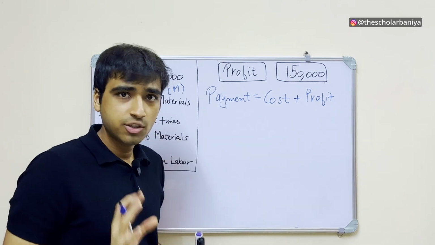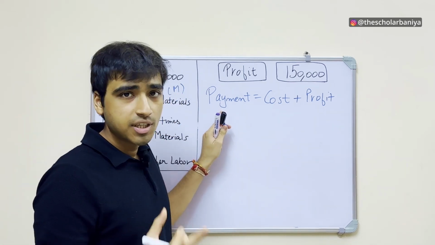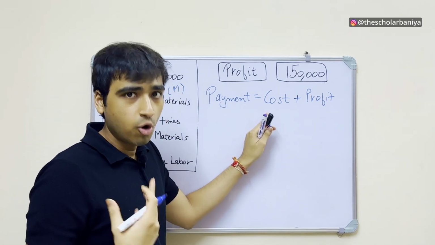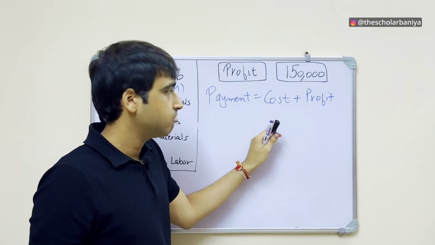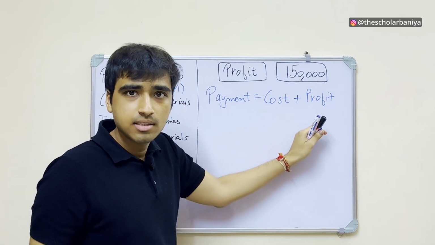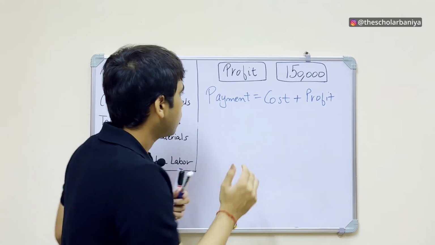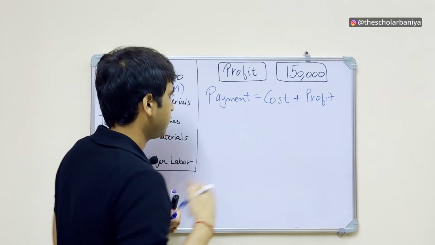So firstly, this thing should be very clear: the payment which the company receives is equal to the cost. The company is spending some money, so that is the cost, and it is also making some profit, right? So this is one thing which should be very clear.